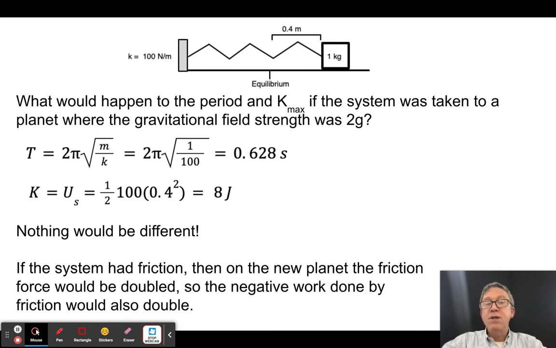What if there was friction in the system, though? Well, you've got to keep in mind the normal force is going to go from being 10 newtons to 20 newtons. So it's going to double the amount of work done by friction that would have happened on Earth. So the damping is going to happen at twice the rate.